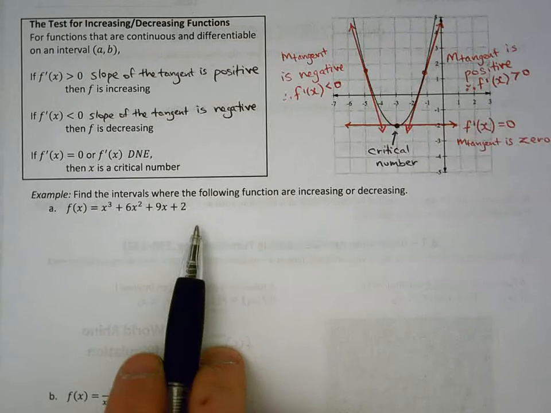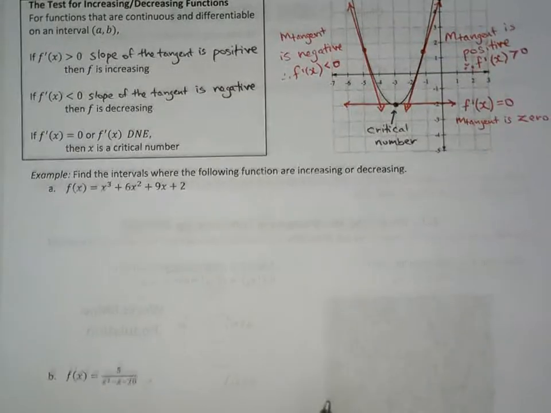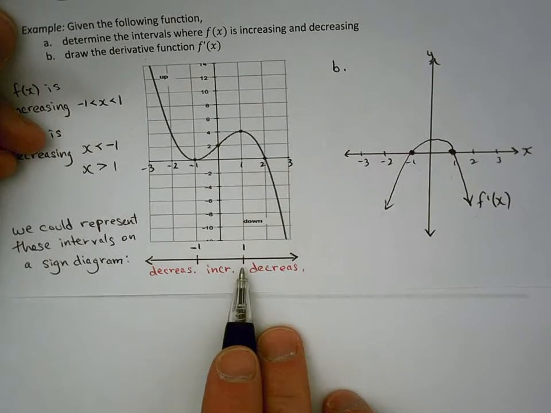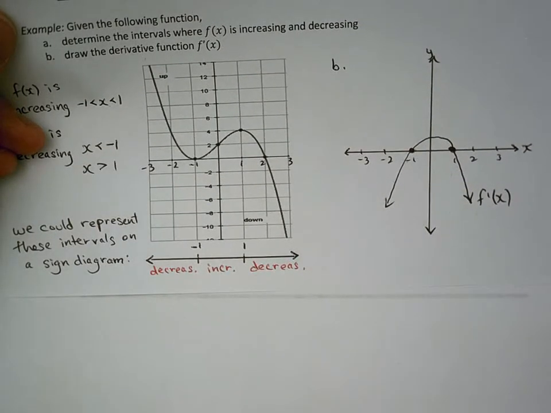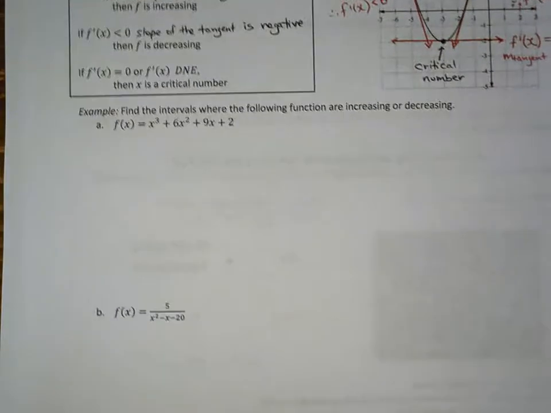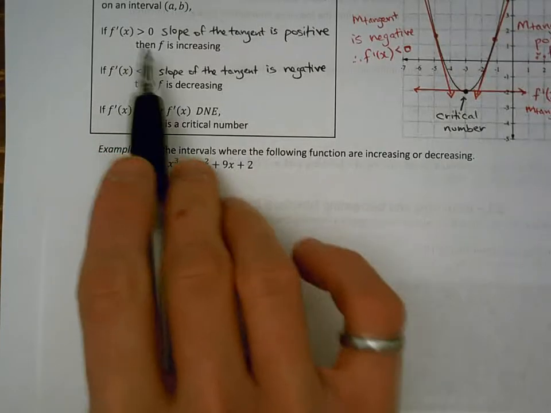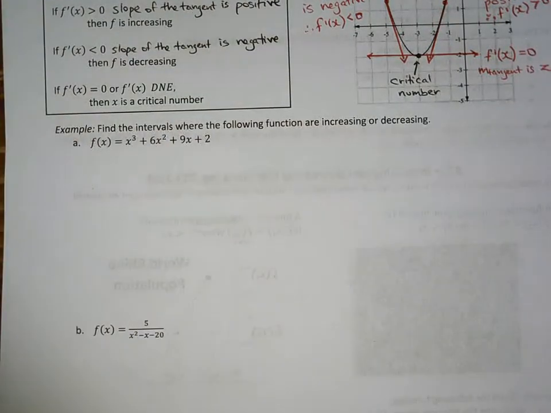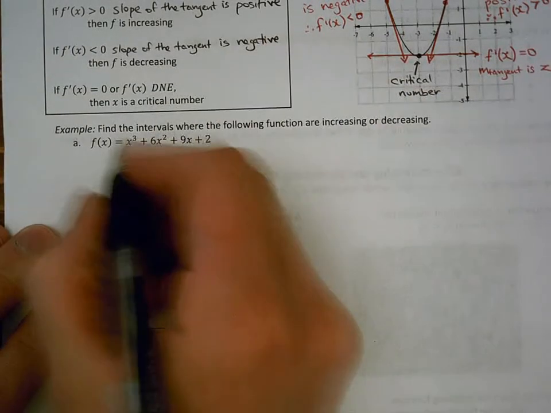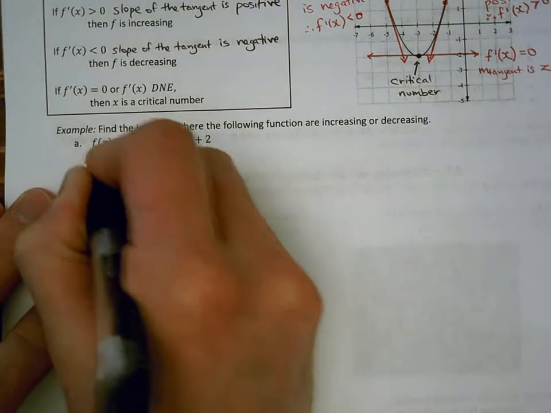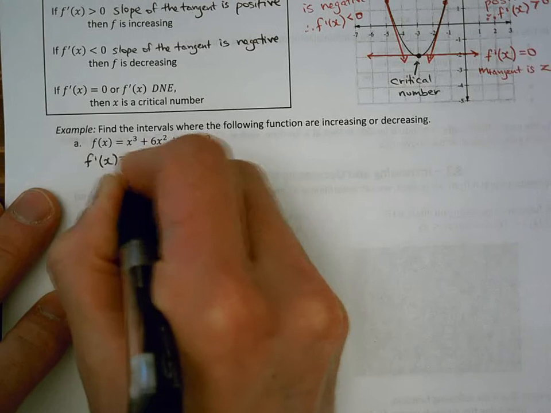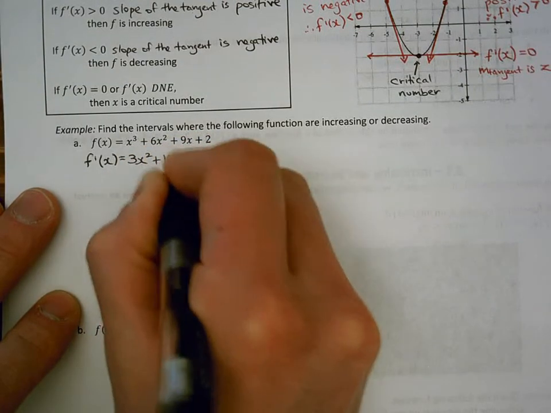So let's say I give you a function like this. Tell me, where is the function increasing and where is it decreasing? Well, what I really want to do is to be able to draw a sign diagram like I had here. So I can tell you, oh, it's increasing here, it's decreasing there. But to do that, first I need to find the derivative. So here, hopefully you remember, how do we find the derivative? F prime of x. Hopefully you remember the power rule, where I subtract 1 from the exponent and I bring the exponent down. So I get 3x squared plus 12x plus 9.